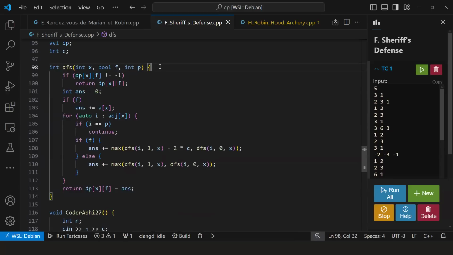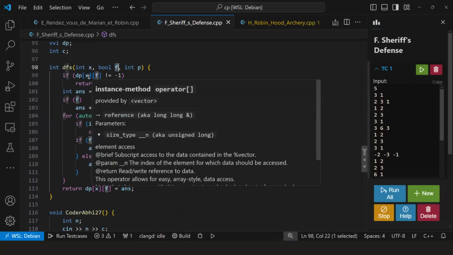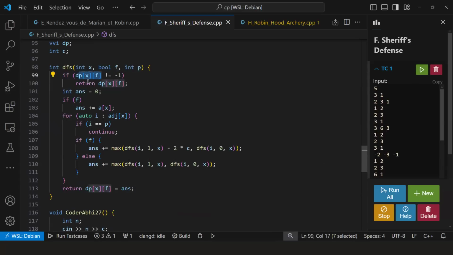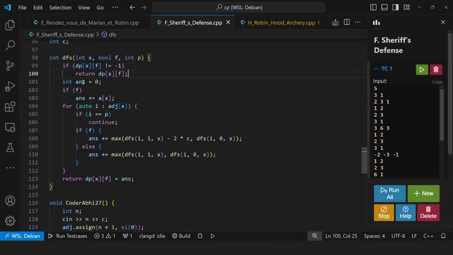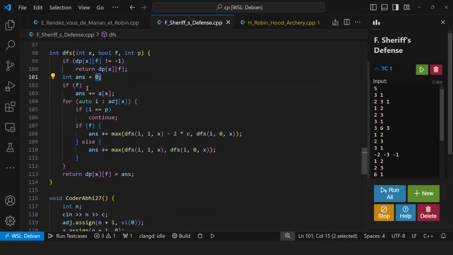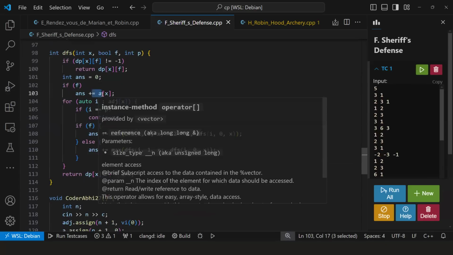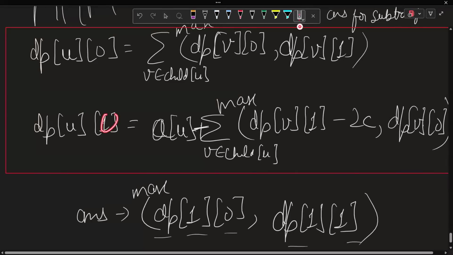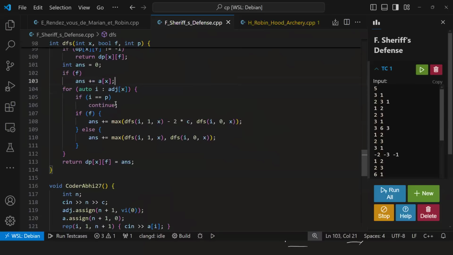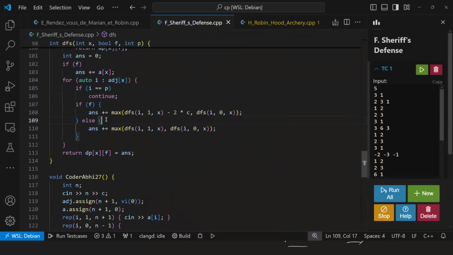Now, how am I writing my transitions? DP[X][F] are basically the states. If DP[X][F] is not -1, return it; this is the memoization part. Then my answer is initialized with 0. If F is 1, I would add plus A[X]. So if F was 1, this A[X] would be added. Now I would go to each child. If i is the parent, continue. Otherwise I would run a DFS.